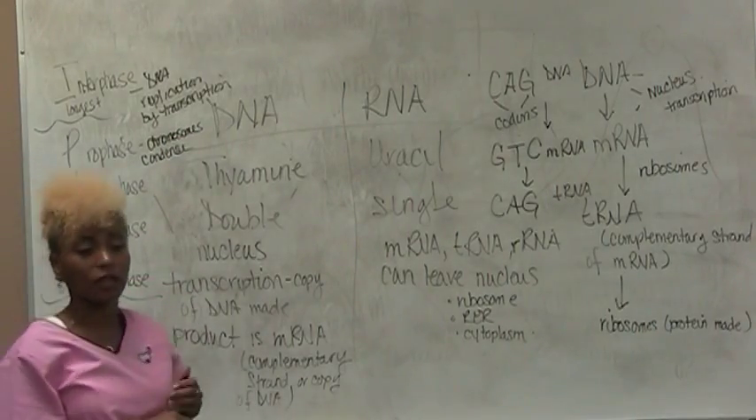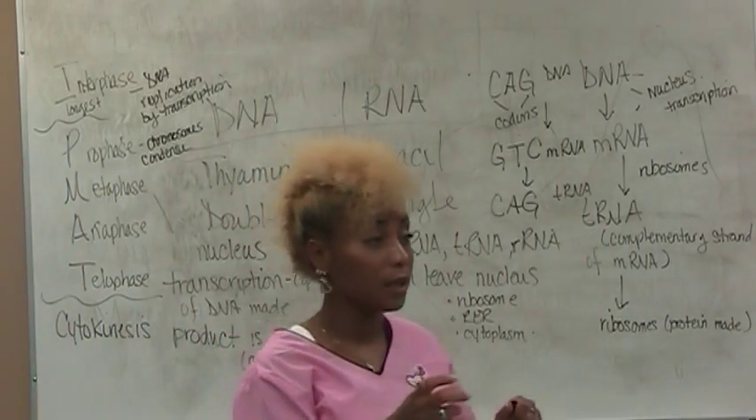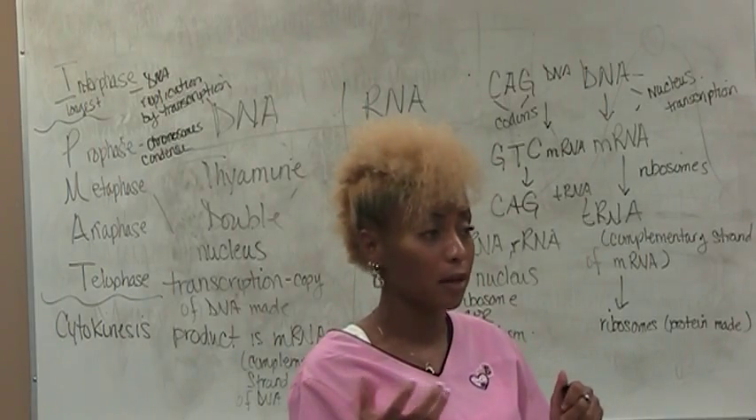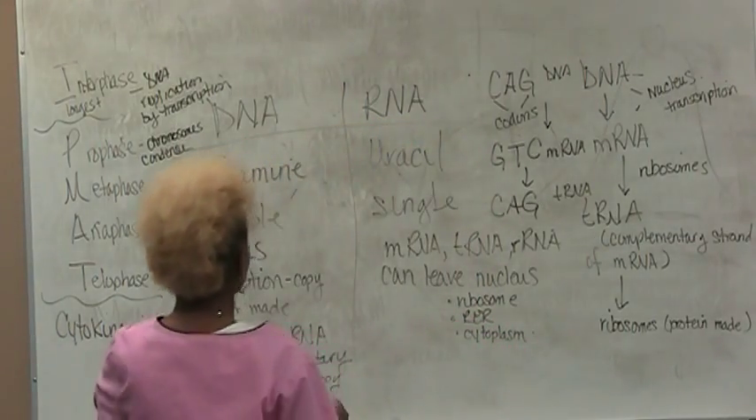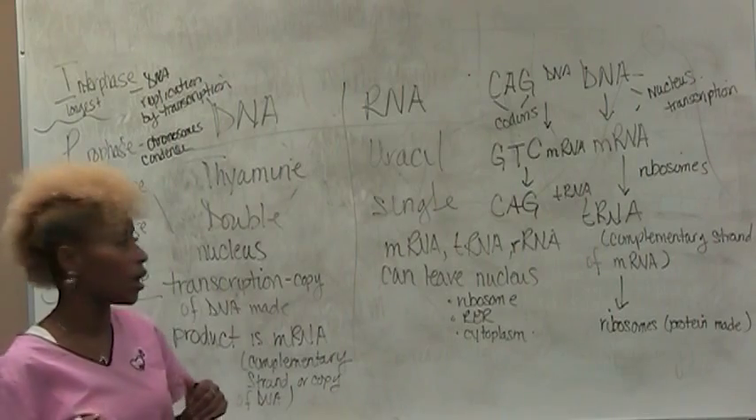And then yes, the centromere is starting to be made and things like that. The spindle fibers start to form. But the big thing is you need to know that those chromosomes start to condense.